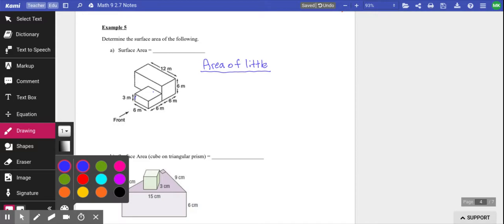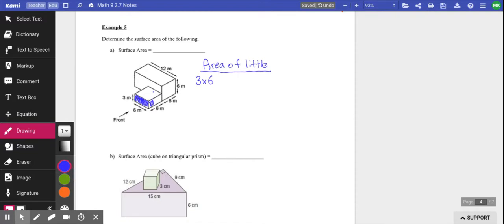This front side would be length times width, which is 3 times 6. Then I would do this side. The area of that side is 3 times 6, and I'm going to times it by 2 this time. The reason I'm going to times it by 2 is because there's a second one over here, right? I can't see it, but I know it's the exact same as that one I can see, and I am going to have to paint it because there's nothing against it.